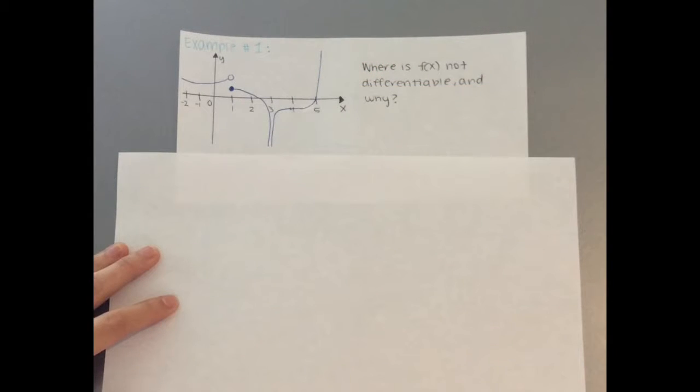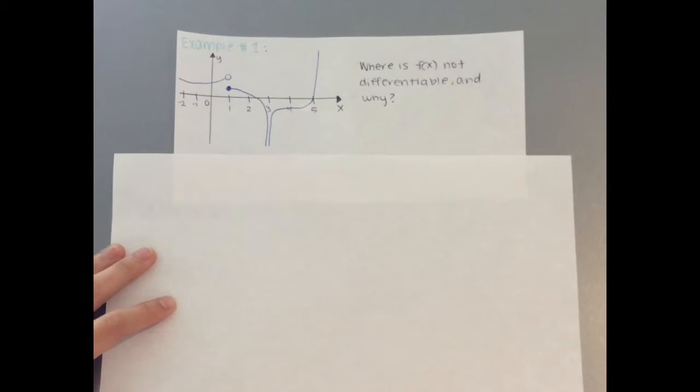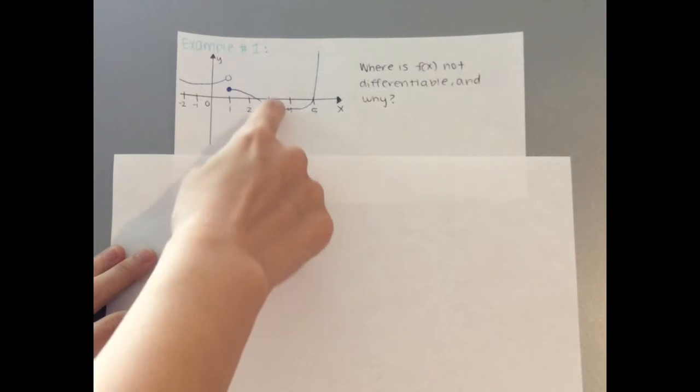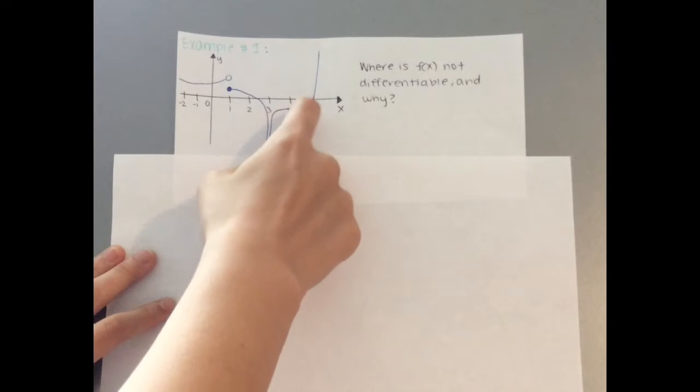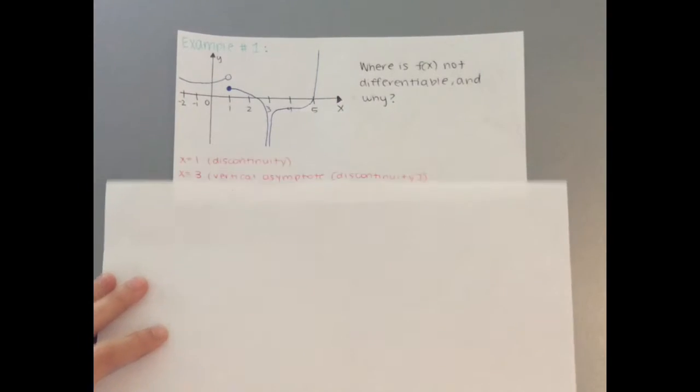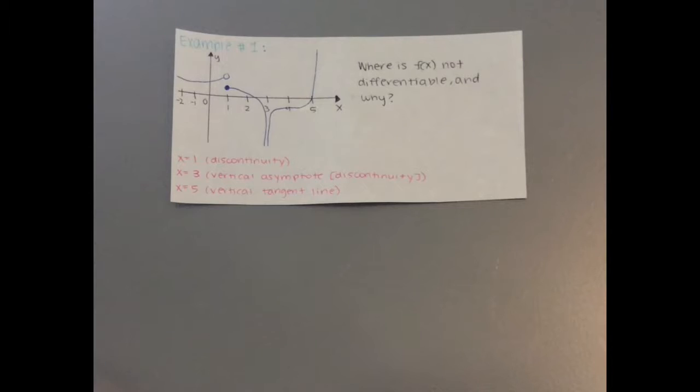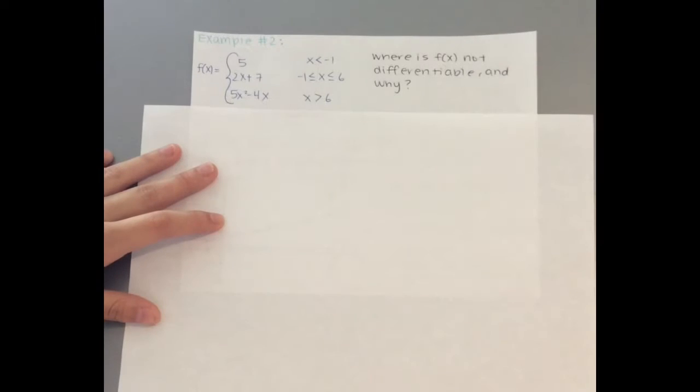Okay, let's get to some examples. Example 1. Where is f of x not differentiable and why? So as you can see from this graph, at x equals 1, there is a jump discontinuity. So that means it is not differentiable there. At x equals 3, there is also a discontinuity because there are asymptotes. So it is not differentiable there either. And also, at x equals 5, there is a vertical tangent line. So the answer is f of x is not differentiable at x equals 1, x equals 3, and x equals 5.